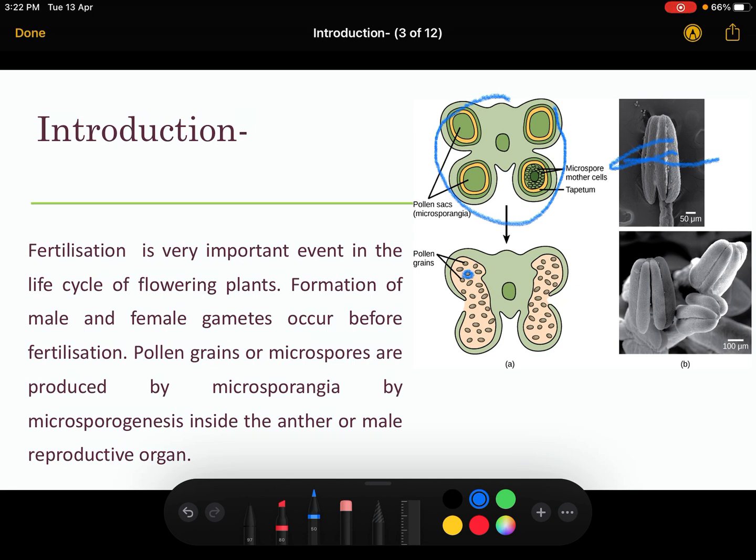So I am telling you this because I am going to teach you megasporogenesis. It's important for you to know that, like megasporogenesis, there is a process called microsporogenesis which happens in the anther, the male part of the flower.